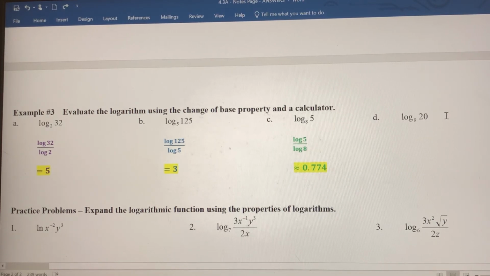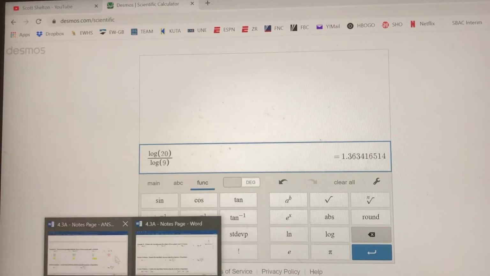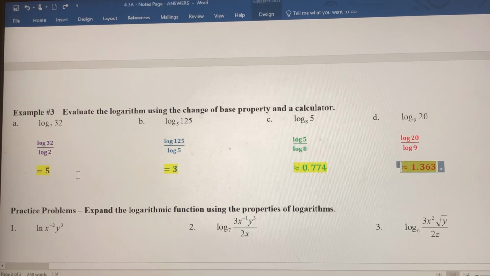And finally D, change of base. So log 20 over log 9. Let's plug that into the calculator here. So let's replace that with 20, and let's replace that with 9, and we get 1.363. We'll round down because of the 4 there. So about 1.363. So that's how you use the change of base property to evaluate logarithms you wouldn't otherwise be able to using a scientific calculator.